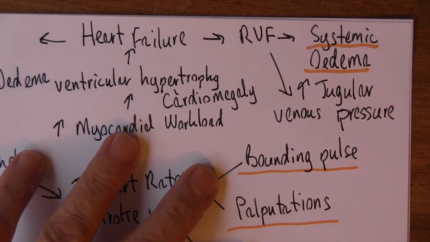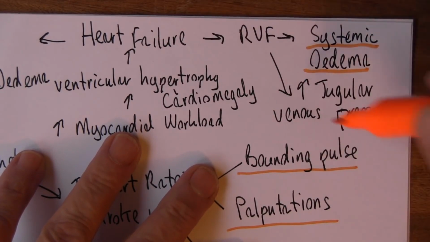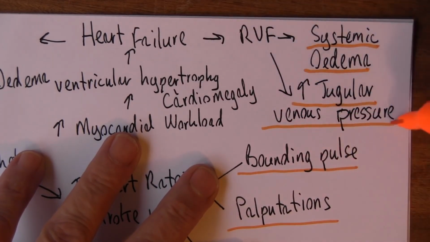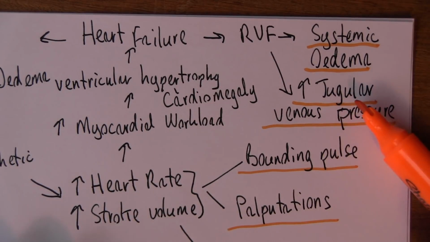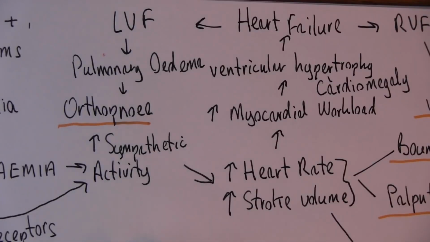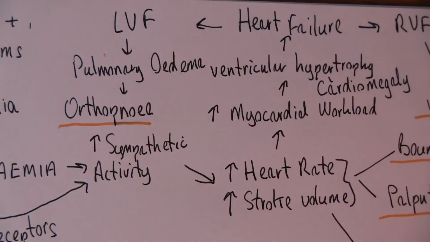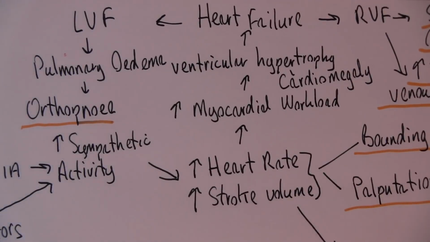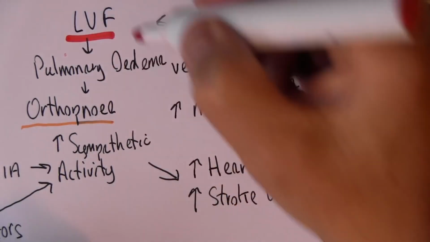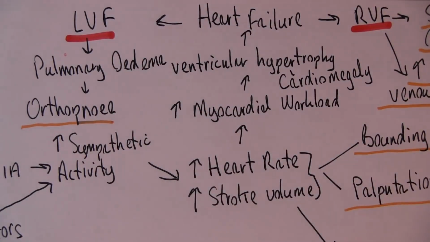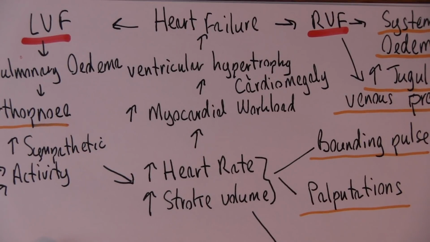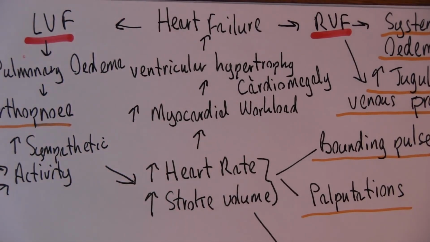So we can notice the systemic edema indicating the heart failure. We can notice the increased jugular venous pressure, indicating heart failure, as indeed does the orthopnea. It just affects the different sides of the heart. So the right ventricular failure, systemic edema, the left ventricular failure, pulmonary edema. There is a whole series of videos where we cover this in great detail, in the Campbell Teaching channel if you wanted to watch those.